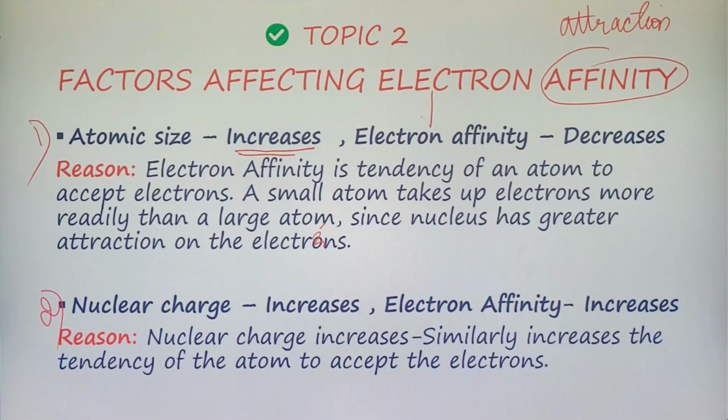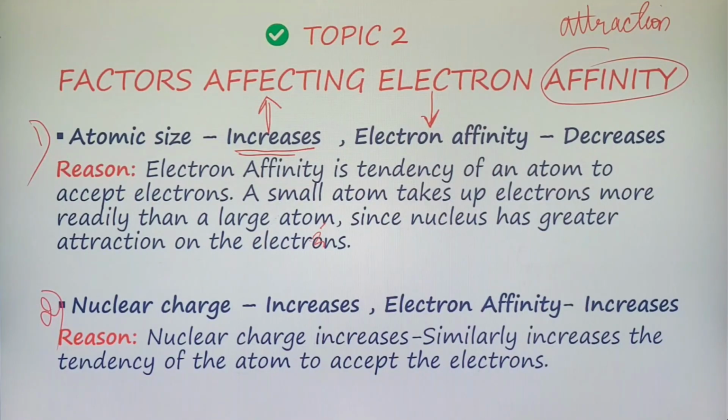So what will happen to the attraction, children? The attraction will decrease. The nucleus, because it is farther away, will not be able to attract the electron. Am I clear? So as the atomic size increases, the nucleus becomes farther away from the electron, and so electron affinity or electron attraction will decrease.